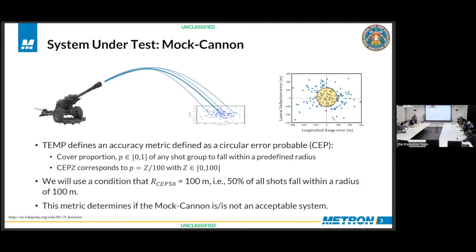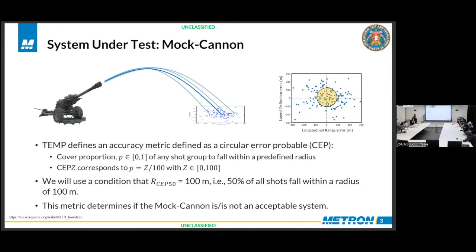The TEMP defines an accuracy metric, which you're going to have to look at to determine whether the Mach cannon is a viable product or not. What you'll do is fix the cannon in some configuration and shoot it a bunch of times. If we look at the scatter plot, the requirement is based off of a circular error probable. You take a circle, lay it down on top of this scatter plot at its center, and ask, what's the proportion of those fired shots that land within the circle?